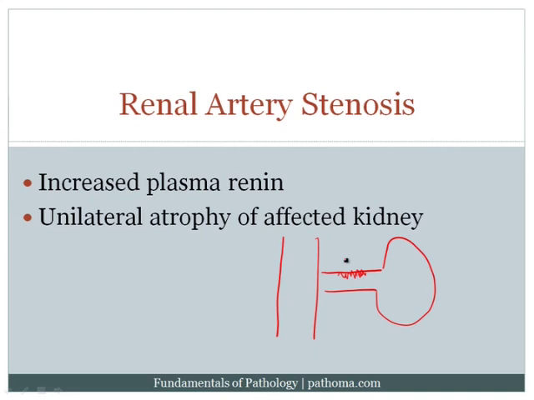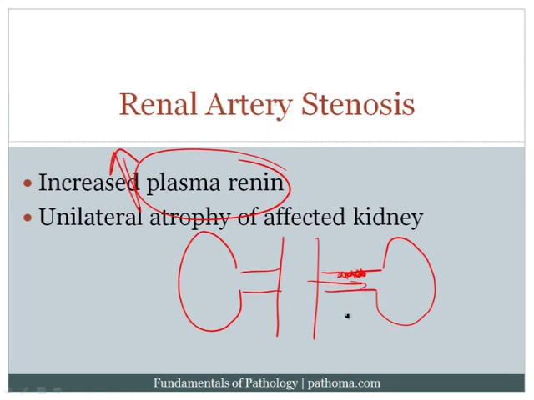Now, of course, if you've got renal artery stenosis, then you're activating the juxtaglomerular apparatus, so you're going to be releasing a ton of renin. And so in patients with secondary hypertension, you often see an increase in the plasma renin. And if you look at both kidneys, usually the stenosis is going to involve one kidney, and there's going to be a decrease in blood flow across that kidney, and so this particular kidney will become smaller, and so you'll have unilateral atrophy of the affected kidney in renal artery stenosis.